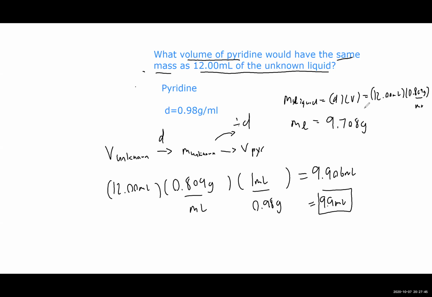So for 5.00 inches, to go from inches to centimeters, I need centimeters on top. So I have 2.54 centimeters per inch. That in turn gives us 12.7 centimeters. When we have 1.50 inches, we know that we have 2.54 centimeters per inch. And that in turn gives us 3.81 centimeters.